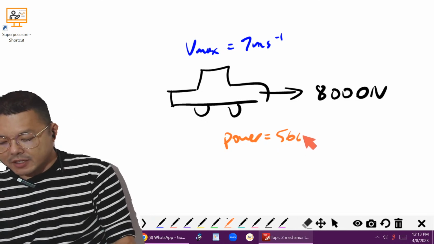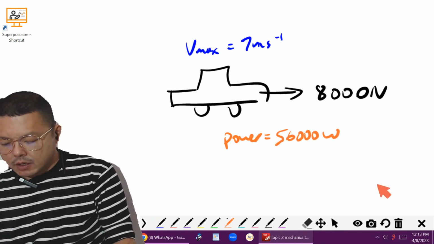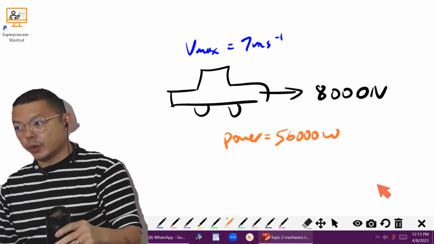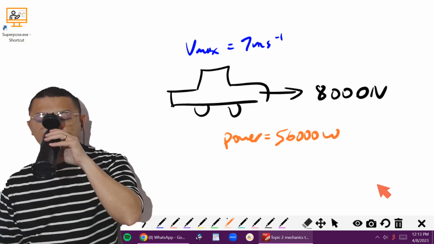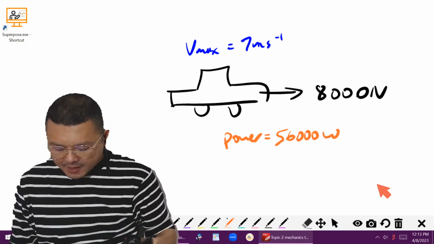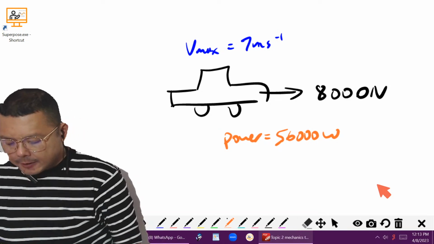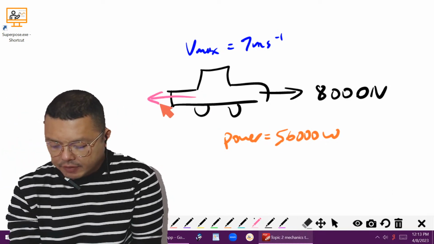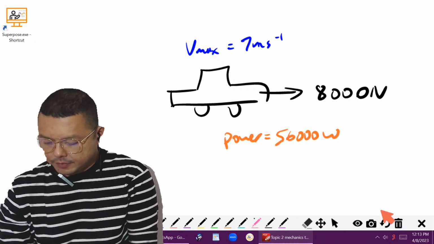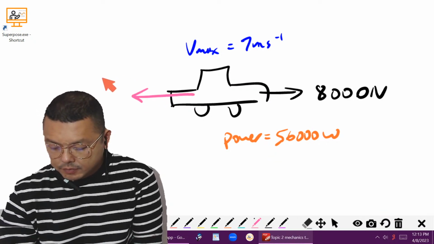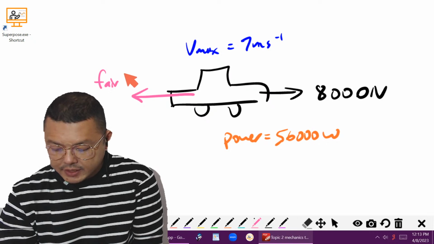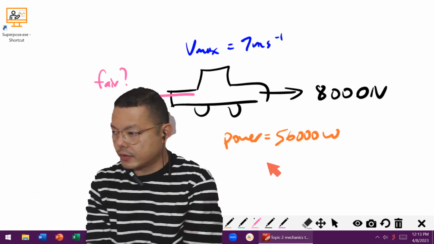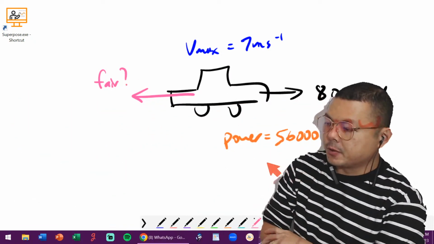Straightforward, right? 56,000 watts. 8,000 times 7, 56,000 watts. Correct or not? No problems there. Next question though. Assuming there's just air resistance, is there a resistive force? Yes or no? Why yes?